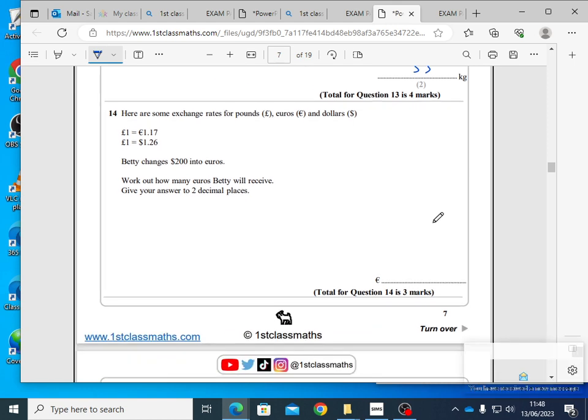Okay, exchange rates. Let's have a look at this one. Here are some exchange rates: pound, dollar, and euro, and those are the exchange rates.